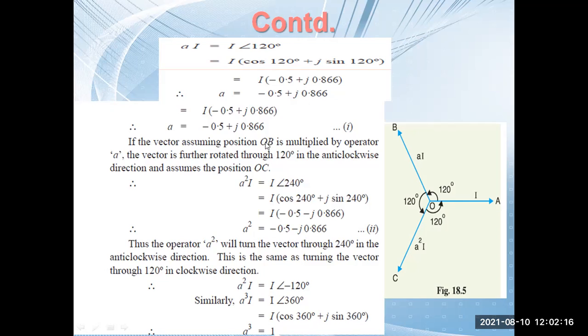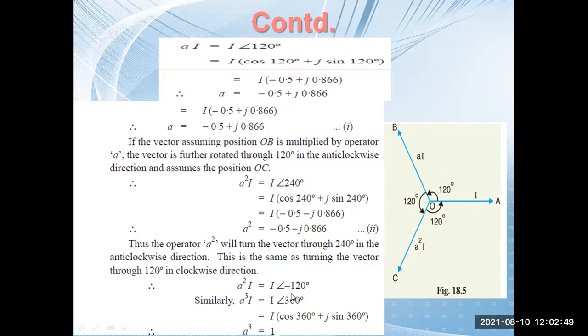Similarly, if you have a square, so A square means this is 1 angle 240 degree, because 120 degree plus 120 degree, there is a total phase displacement with reference to this particular axis. The total phase displacement is from here to here, it is 240 degree. So this is cos 240 degree plus j sin 240 degree. So cos 240 degree is minus 0.5 and j sin 240 degree is minus j 0.866. So A square value we can say is minus 0.5 minus j 0.866.